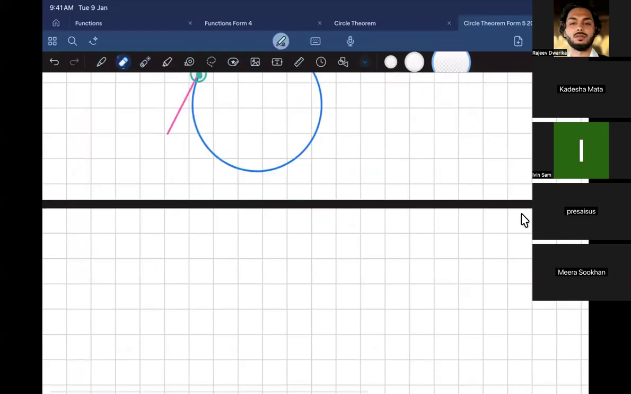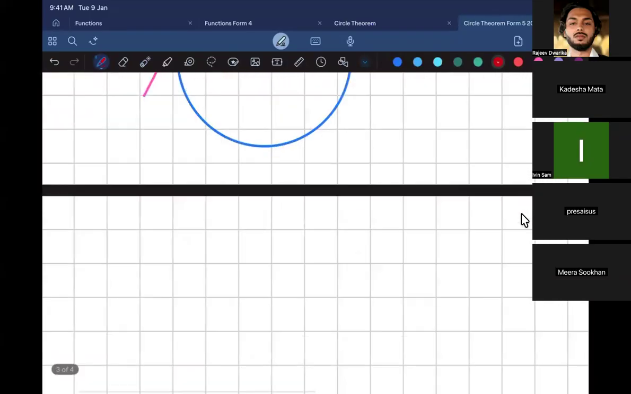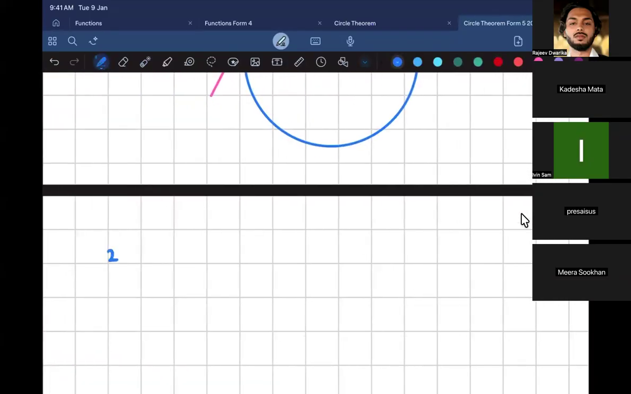Ivan, I'm hearing a lot of background noise. But Ivan, you okay with everything so far? Yeah. Okay, nice. Number 2. What is subtended? Subtended means like touching. Not quite. We just use subtended when we're talking about angles.